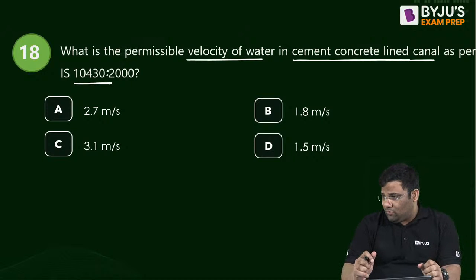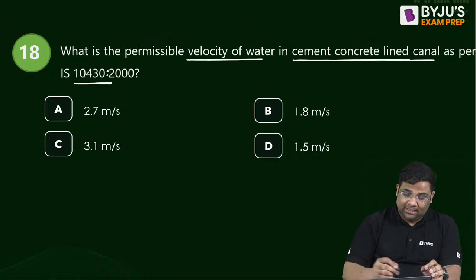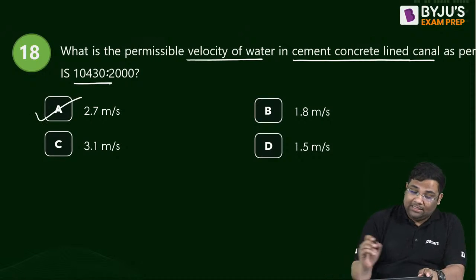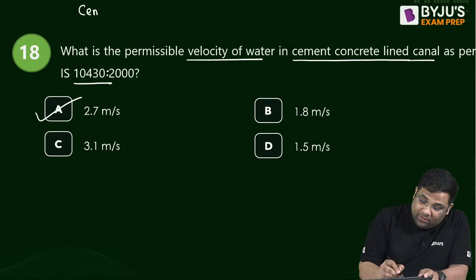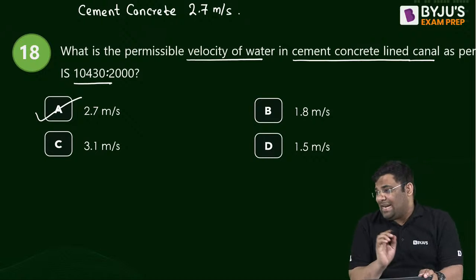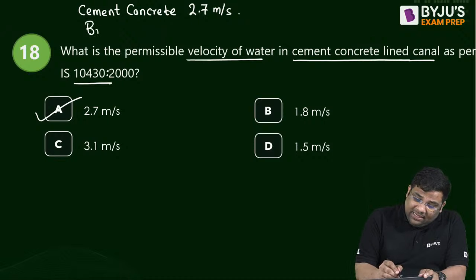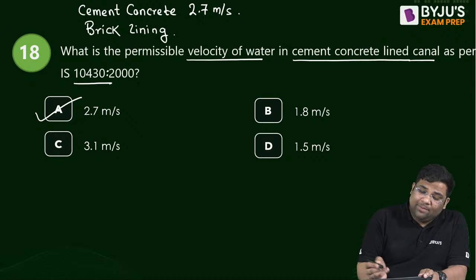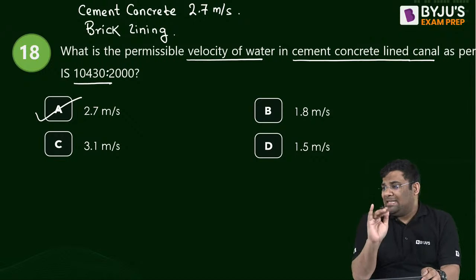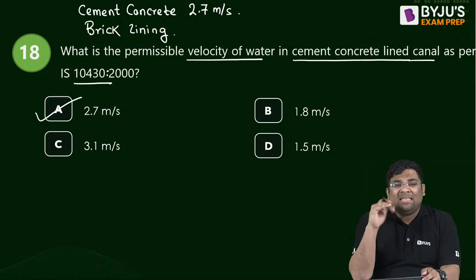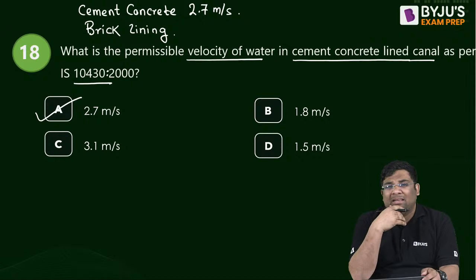Very good, Karthi has answered the right answer. It is 2.7 for cement concrete. Yes, remember this. Now suppose I ask you about brick lining. Tell me, will the permissible velocity be lesser or more?